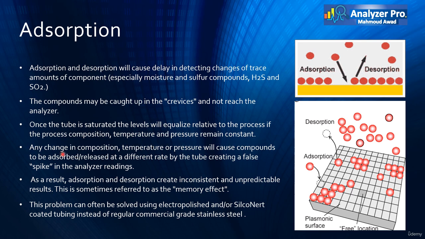Any change in composition, temperature, or pressure will cause compounds to be adsorbed or released at a different rate by the tube, creating a false spike in the analyzer readings. As a result, adsorption and desorption create inconsistent and unpredictable results. This is sometimes referred to as the memory effect. This problem can often be solved using electropolished and silicone-coated tubing instead of regular commercial-grade stainless steel.